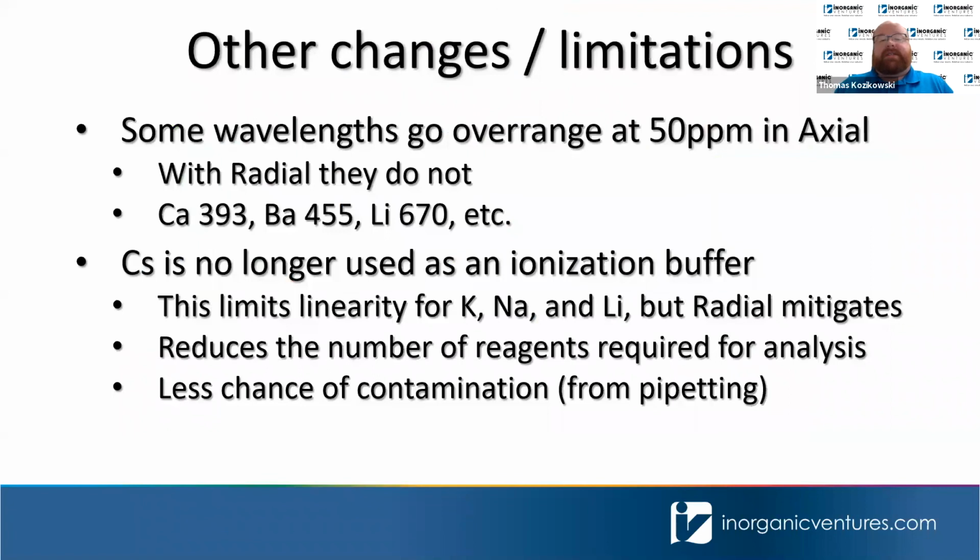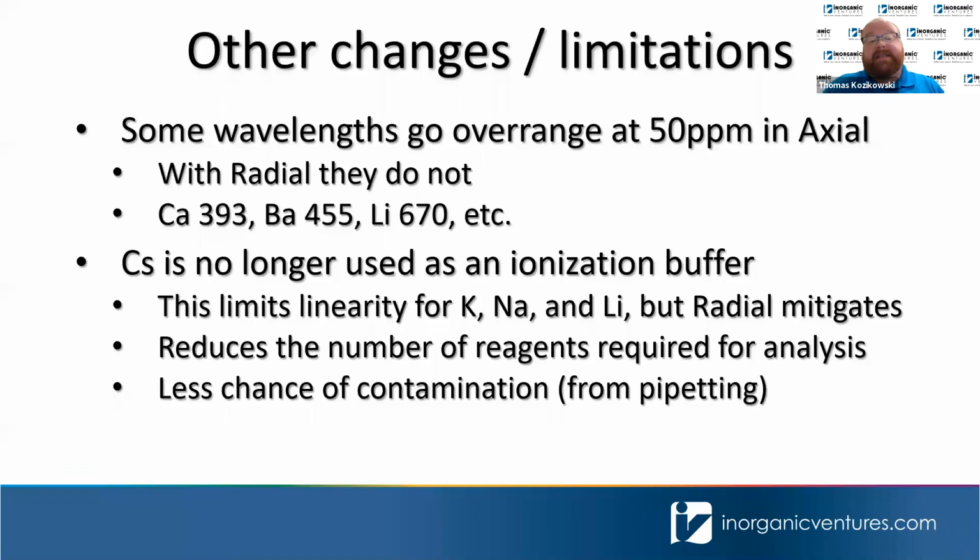So some other changes and limitations. Some of the wavelengths do go over range at 50 ppm when you're in axial, so we have to switch to radial for that. We still run them in axial in case we have a low level prep. We'd still be able to use the line. But when we switch to radial for those, 393 doesn't go over range anymore. The 455 barium line and then the 670 lithium, they don't go over range, so we're able to use them. Whereas before with our old method, we actually never monitored 670, even though it is a fantastic lithium line.